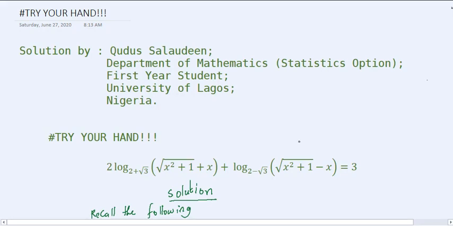2 log to base of 2 plus root 3, then I have square root of x squared plus 1 plus x, plus log to base 2 minus root 3, then I have square root of x squared plus 1 minus x, everything equal 3. The first thing we can see here is that they have different base. So now let's look at what we are going to do.